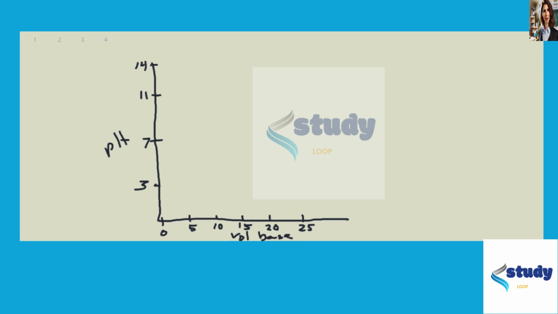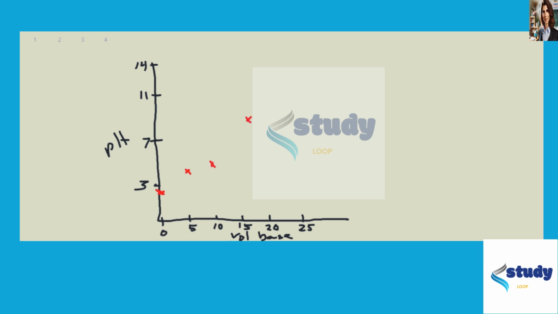So let's put our points down. Our first point that we calculated was 0 milliliters of base and a pH of 2.83. So we're going to have a point around here. Our second point was 5 milliliters and 4.53. So a point around here. 10 milliliters was 5.08. So about here. And we had our equivalence point at 16.5, which gave us a pH of 8.96. So roughly around here.